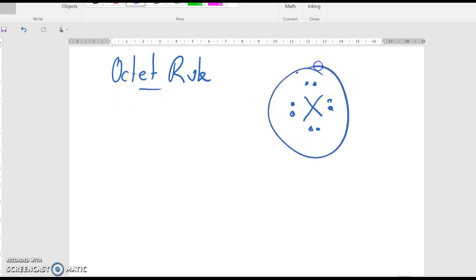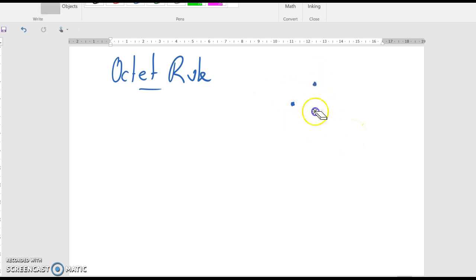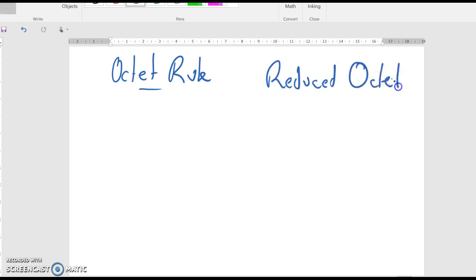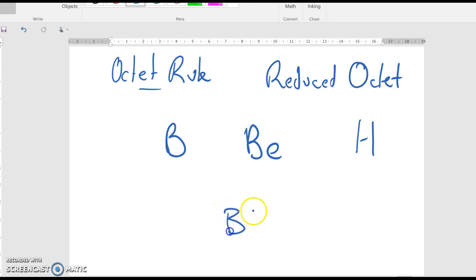So that's an atom with an octet of electrons around it. There are a couple of exceptions to that. One is the reduced octet, which you see in atoms like boron, beryllium, also in aluminium, but particularly boron and beryllium. And you could also consider hydrogen a reduced octet. So something like boron trihydride, which is in your book there.